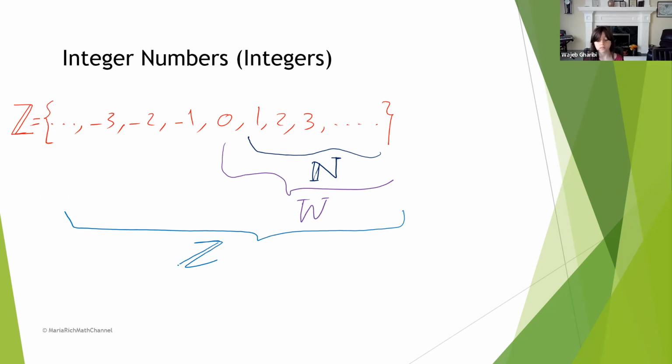What does it mean, Z? It comes from German, the first letter of the German name. So this is integers, or integer numbers.